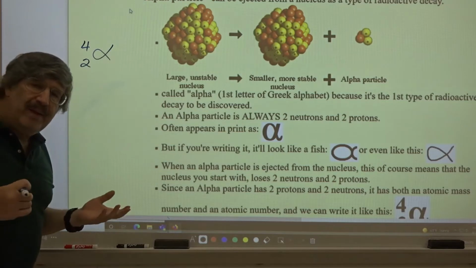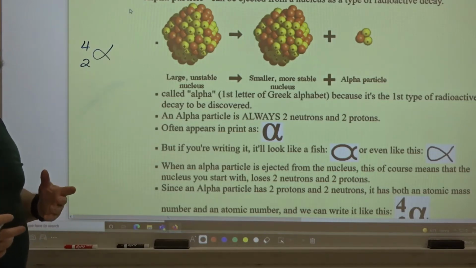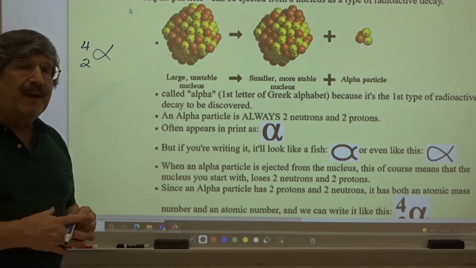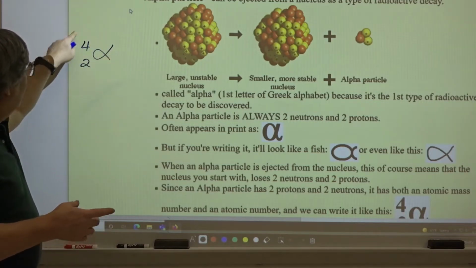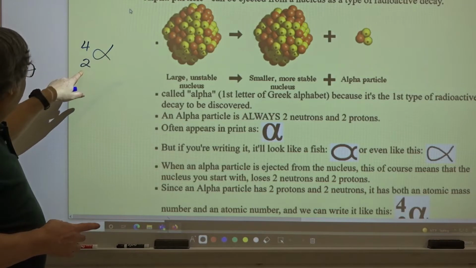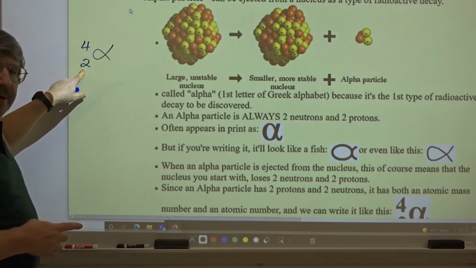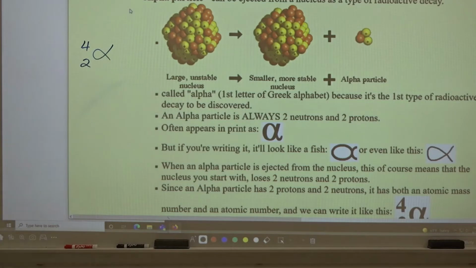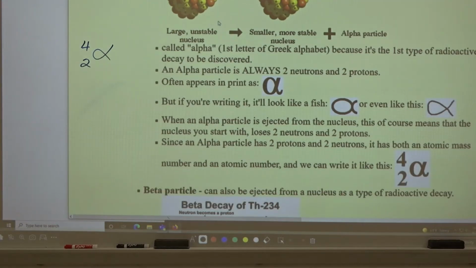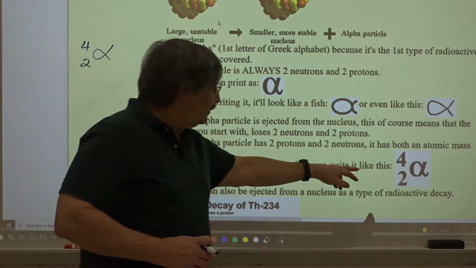And the reason that I am being so emphatic about this, you might guess, is because I have seen all these errors. So make sure that when you write out an alpha particle, you write it out with the atomic number down in the bottom left and the atomic mass number in the upper left. And that's shown right here.